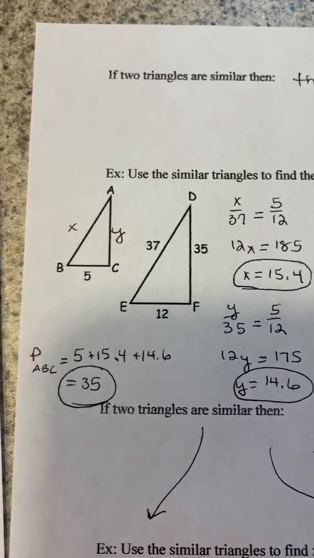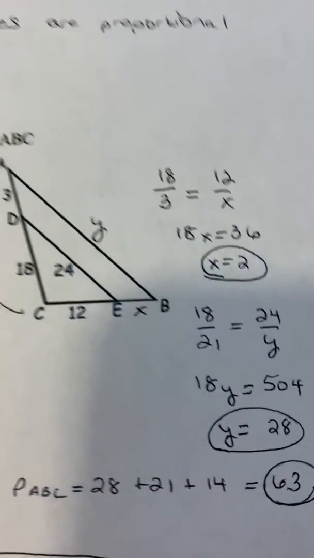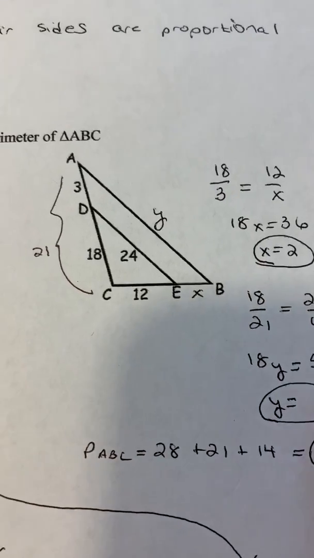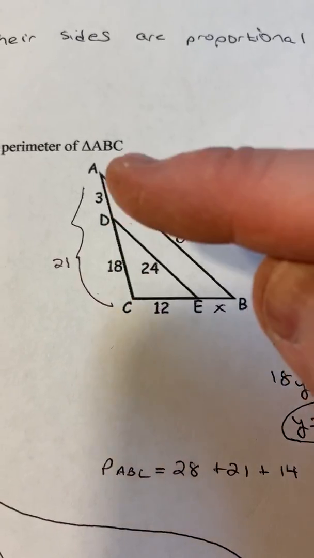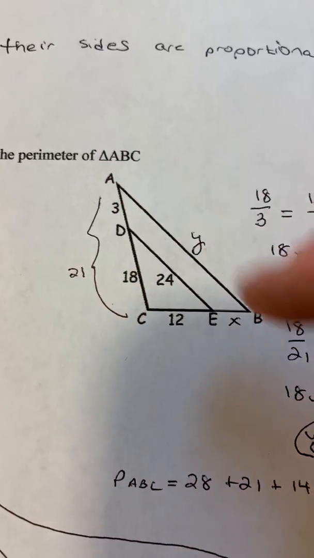Going to move on to the next example. I think it's numbered, the next example. This is a little more complex. I'm going to try to slow this down as well. If you notice what I did in this figure is I added 18 and 3 and got 21 because there are technically 2 triangles in this figure.